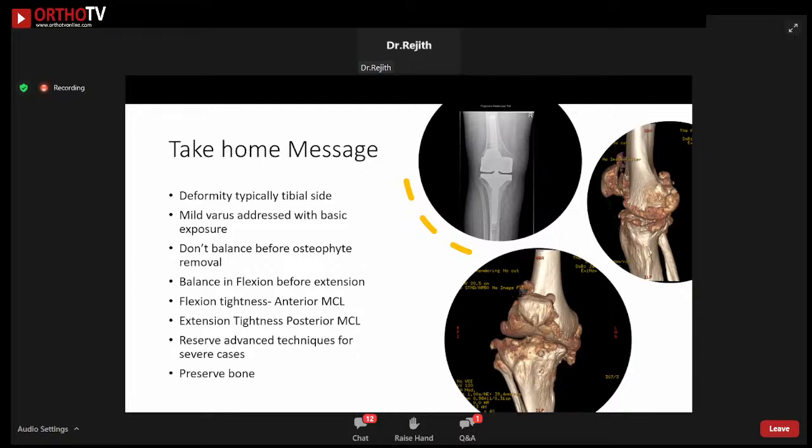And balance in flexion before extension. Flexion tightness, you release anterior MCL. Extension tightness, you release posterior MCL. And you reserve the advanced techniques for severe cases, and let's not talk about it here. And when possible, always preserve bone.